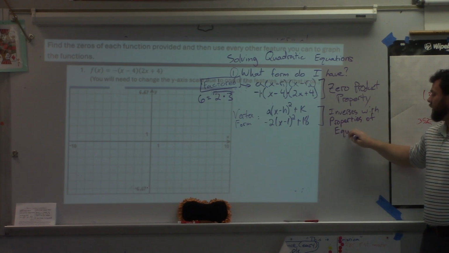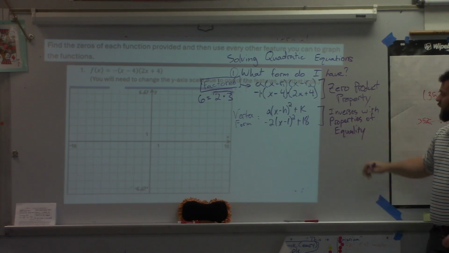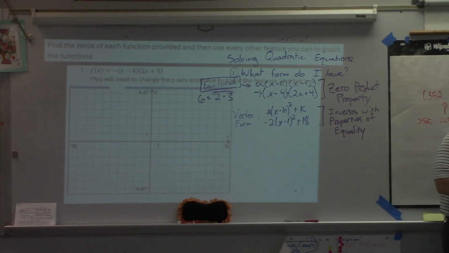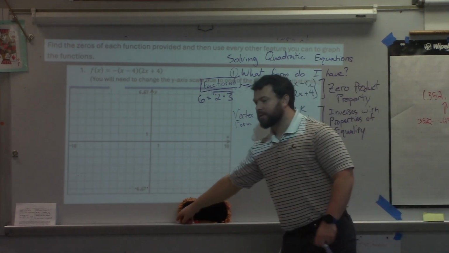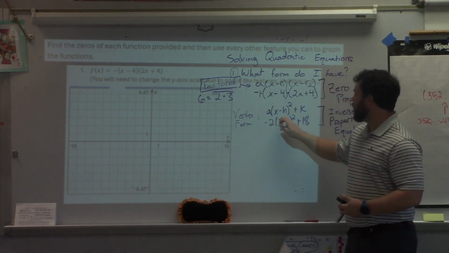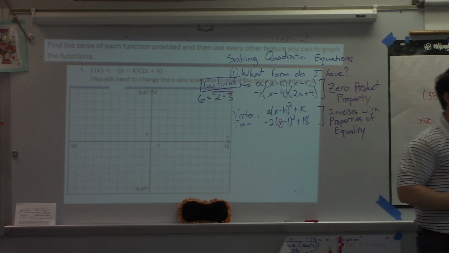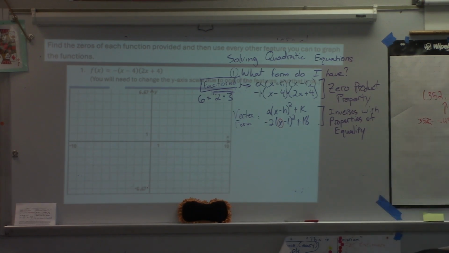One thing I want to point out to you is, how many times do you see the variable x right here? One. You only see it once. It is not the only time, but if I only see my variable one time, that's a guarantee that I want to use inverses with properties of equality. Let me say that one more time. If I only see my variable one time, that's a guarantee that I want to use inverses with properties of equality.